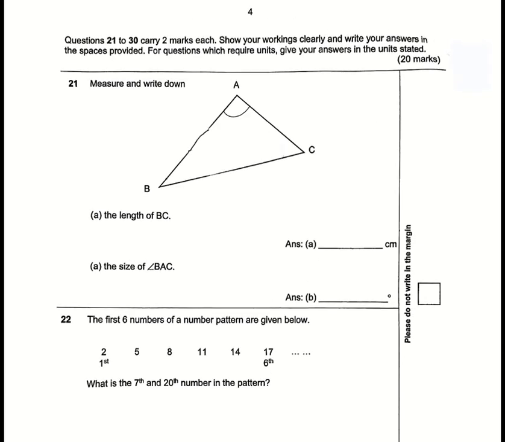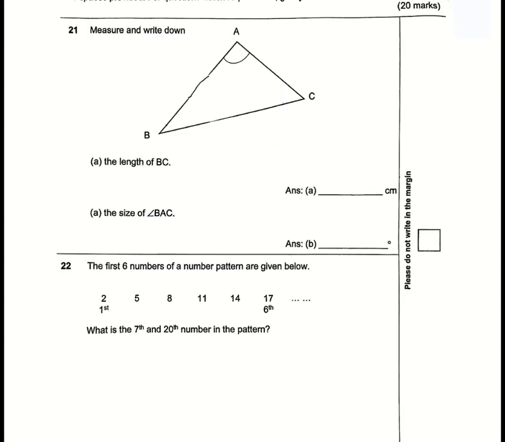We are going to the next section of the question paper. Each question carries 2 marks here. So let's see how we can do this. Measure and write down. This I'm not going to do here, but basically you have to use a ruler to measure the length of BC here. And the size of angle BAC, you'll have to use a protractor to measure and fill up this information.